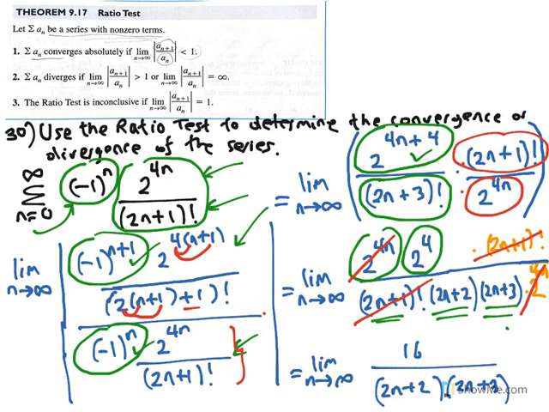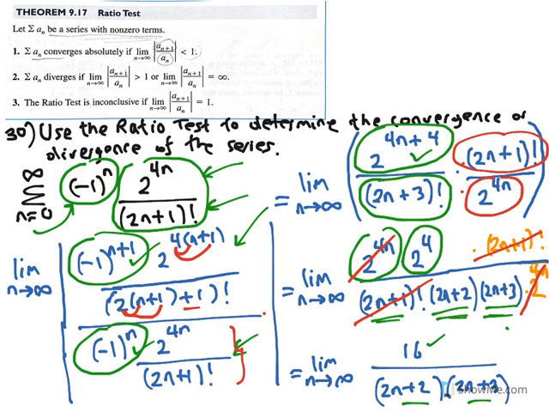So this is what we have: the limit as n approaches infinity of 2 to the 4th, which is 16, and in the denominator, we're just left with these two factors. If you multiply these two factors, you'll get 4n to the second power, and you have other terms that are smaller degree. So you have 4n to the second power, and then 6n plus 4n would be 10n, and then plus 6.